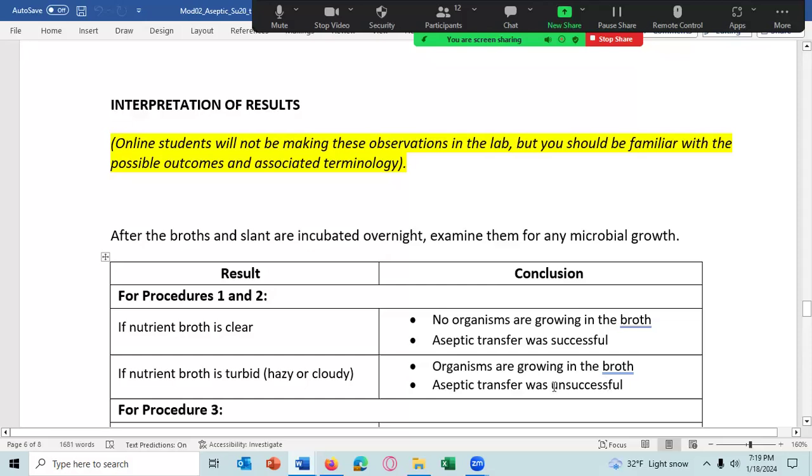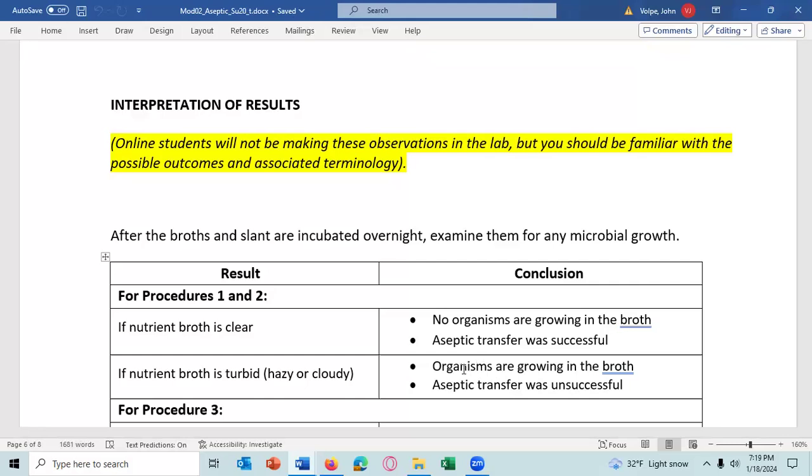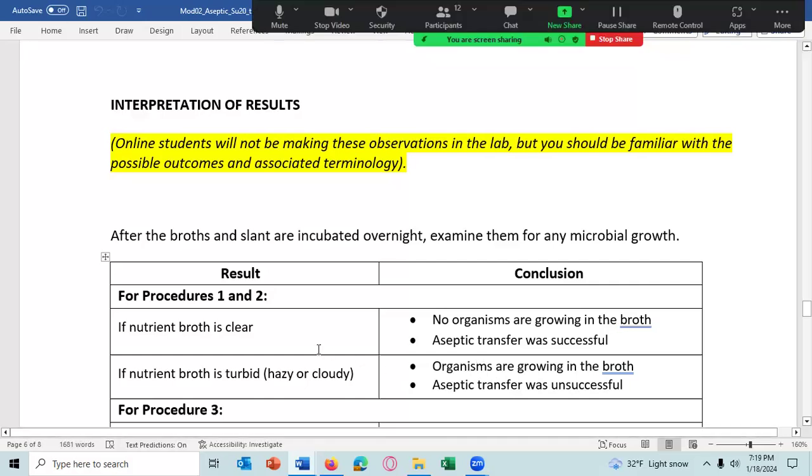You must use this table to answer some of the questions in this lab. And your answer has to be worded similar to the wording in the table. Like for procedure 1, you have to say whether the broth is clear or turbid, hazy, or cloudy. And in the conclusion, you have to discuss whether the organisms are growing in the broth or not, and whether aseptic transfer was successful or not. Any question about any of that?